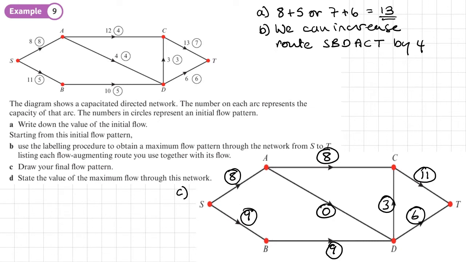And then part D, what's the maximum flow on this network? Well, by doing 8 plus 9 or 11 plus 6, we'll see that's 17. So we've managed to increase the total flow by 4, and that was the 4 from augmenting the route SBDACT.